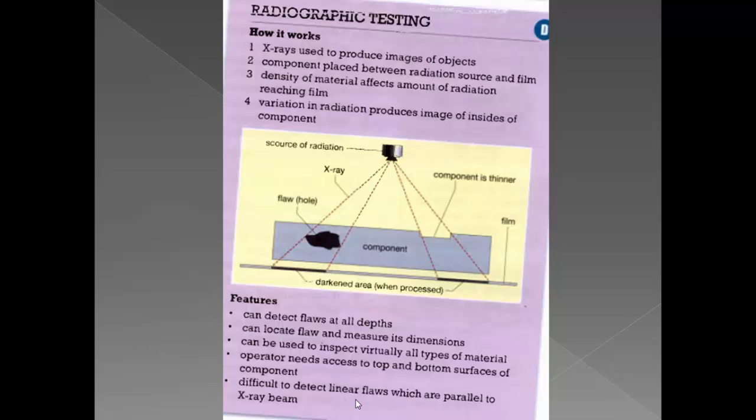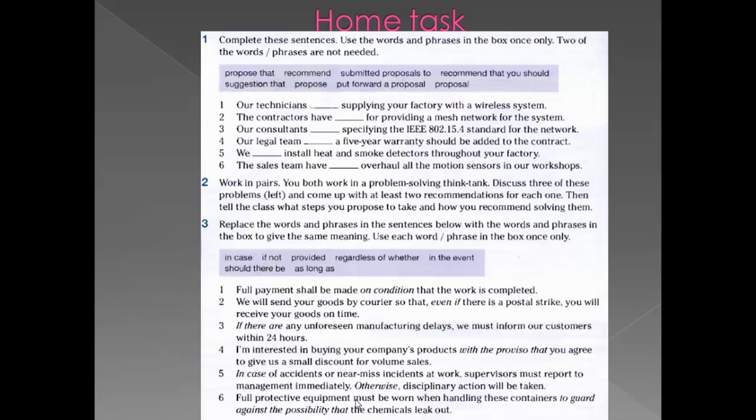So, the four testing types are clear. Dear students, it is your homework. Complete the sentences. Use the words and phrases in the box once. Only two of the phrases are not needed. So you are given six sentences and you need to use six phrases to complete this task, and you should use each only once, not twice. Then replace the words and phrases in the sentences below with the words and phrases in the box to give the same meaning. Use each word or phrase in the box once only. So you need to use the box words to give the same meaning as the text sentence, like synonyms.